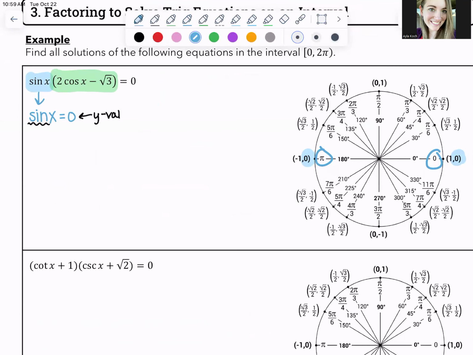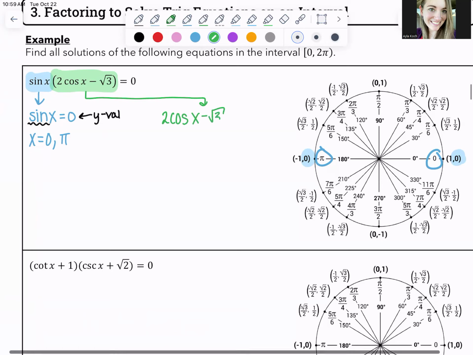Okay. So the solutions to this particular part of the equation are 0 and pi. And then I take the other part. Okay, quit messing up my pens. Let's see. Then I take the other part, 2 cosine x minus square root 3 equals 0. So set that one equal to 0. I rearranged this guy here.